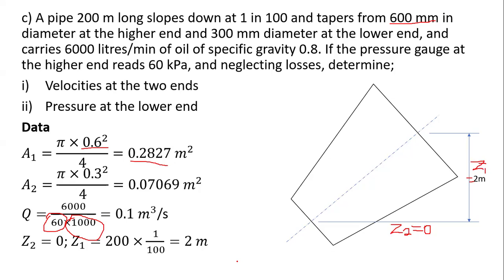Now, how do we get the 2 meters? We've been told that the length of the pipe is 200 meters. The slope is 1 in 100. So whenever you see this slope, just multiply by the length, then you're good to go. Slope is 1 over 100. So that's why we have 200 times the slope. Then we end up with the actual height.